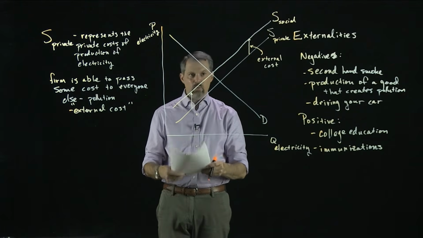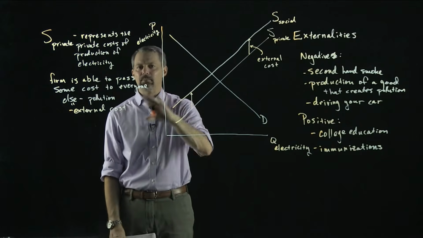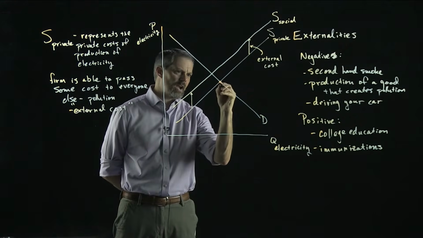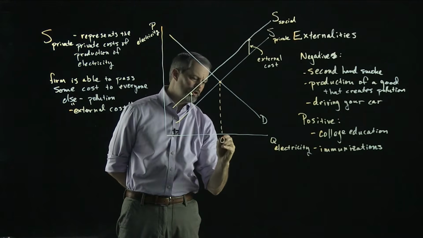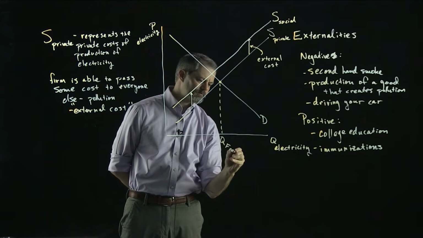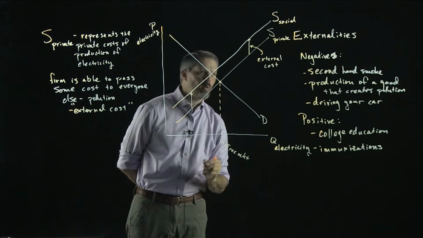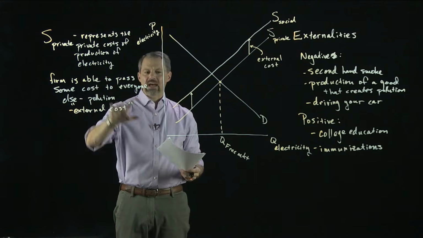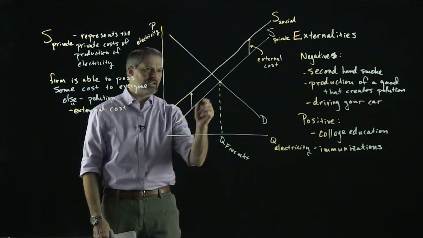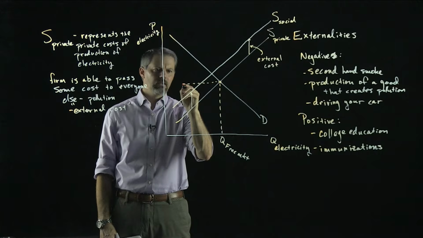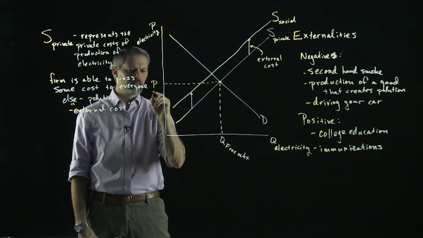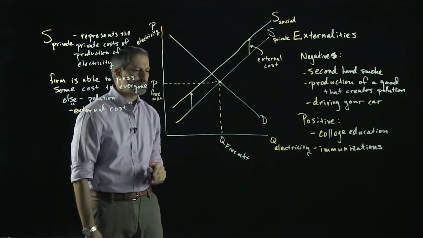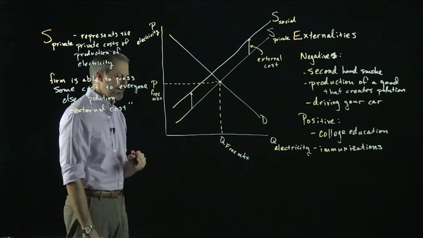Now, if we think about what happens if the firm is able to pass that cost on, then the free market outcome is going to be right here. Let's call this Q free market. There's the quantity that would be produced if the firm is able to pass this cost on to everybody else, and here would be the price in the free market. There's the free market quantity and price.